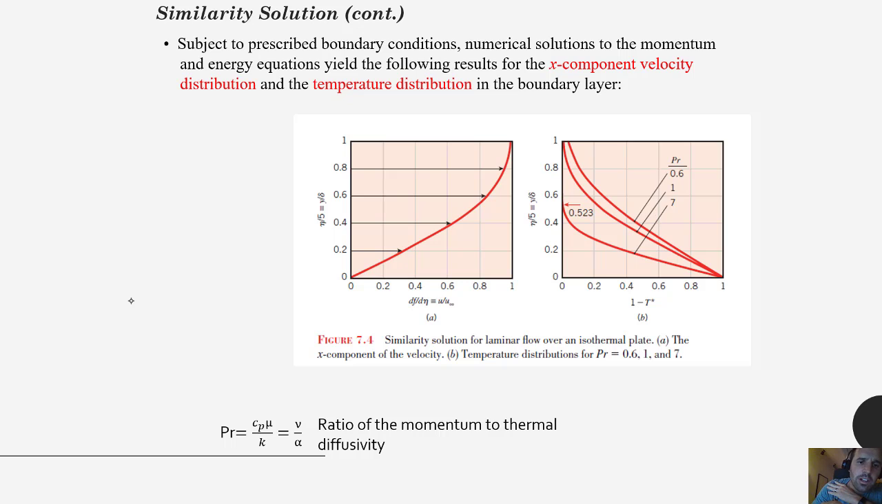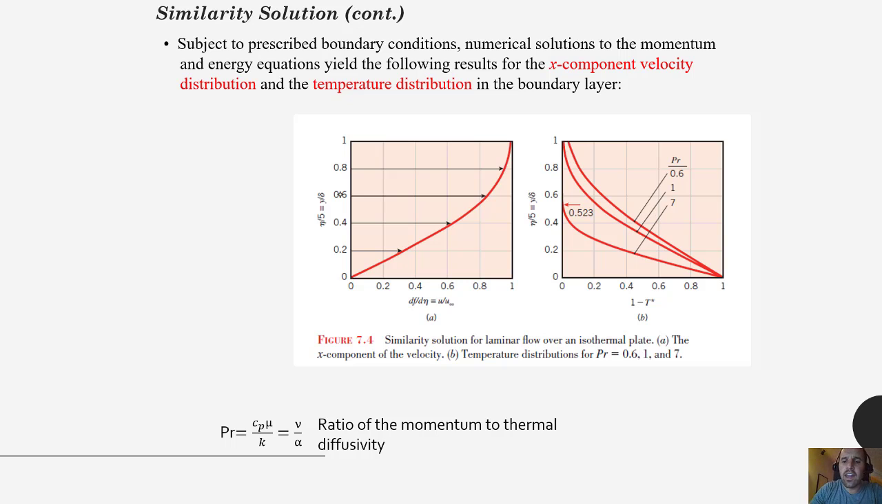Here we are plotting y over delta. This is how far up you are from the plate in the y direction. So here's the y direction. And then on the bottom we have our normalized, or unitless, fluid velocity. So basically this is just a velocity profile. Depending on the boundary layer thickness, this is how your velocity profile will look. Notice this is all relative to delta. So here's how that would look.